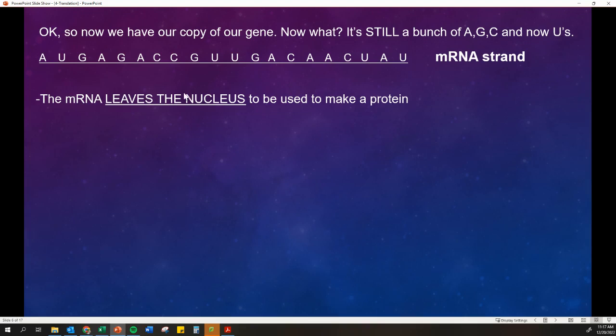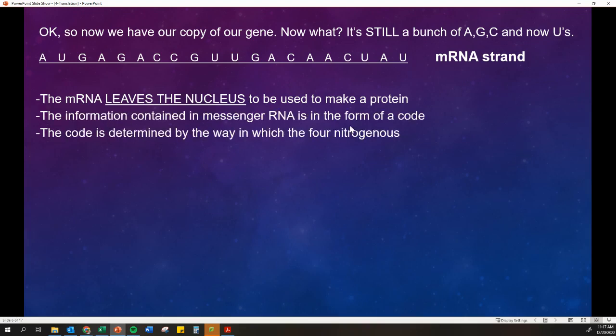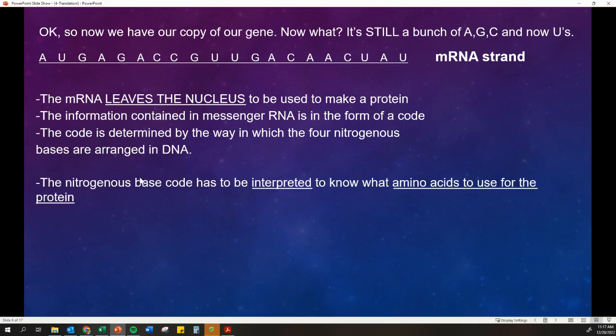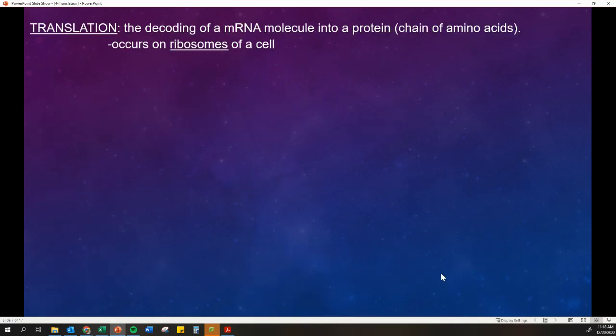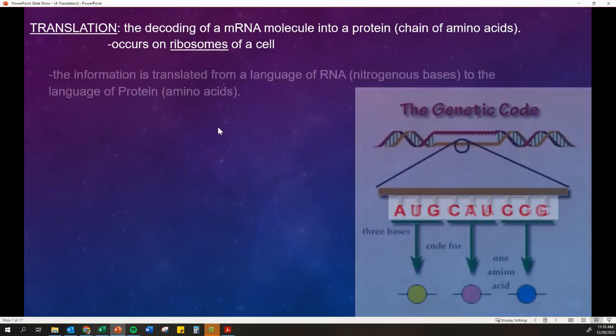That mRNA can leave the nucleus and be used to make a protein. This is in the form of RNA code, determined by the way the 4 different nitrogenous bases are arranged. They can be interpreted into the amino acids for the protein, and that's what translation is: turning that RNA sequence into a protein. This is going to be happening at the ribosome. Remember, the ribosomes are in the cytoplasm and also attached to the rough endoplasmic reticulum.